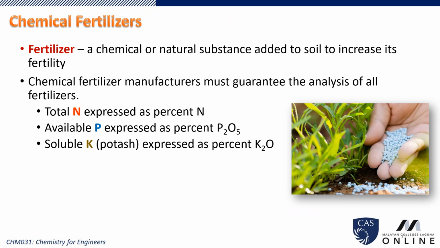For the fertilizer, that would be a chemical or natural substance added to soil to increase its fertility. Chemical fertilizer manufacturers must guarantee the analysis of all fertilizers, including the total nitrogen expressed as percent nitrogen, available phosphorus expressed as percent diphosphorus pentoxide, and soluble potash expressed as percent potassium oxide.